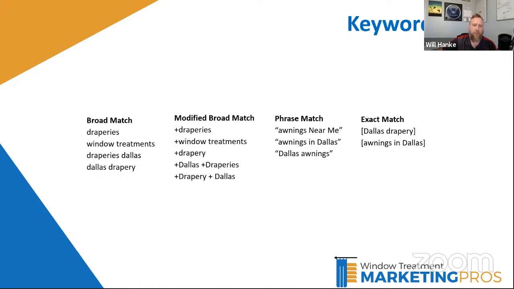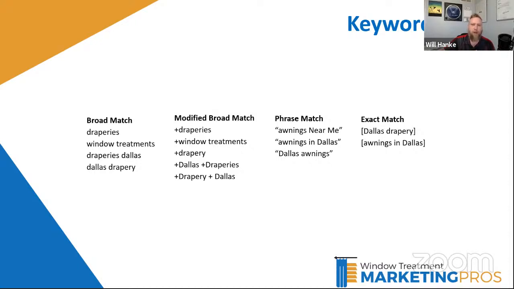Broad match, which is somebody typing something in related to window treatments, and Google understands how all of these words work together. They might say, if you're bidding on window treatments and somebody types in drapery store near me, they might show your ad. Even though you're bidding on window treatments, broad match, they might still show your ad.